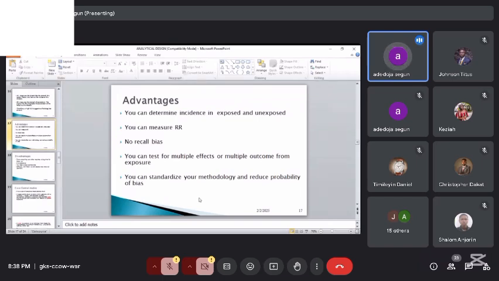The second advantage is that you can measure the relative risk, which in a cross-sectional study we cannot do. We can only check the prevalence. We can determine prevalence, but we cannot check the relative risk. Another advantage is that there is no recall bias. Why? Because you have your participants in both groups.